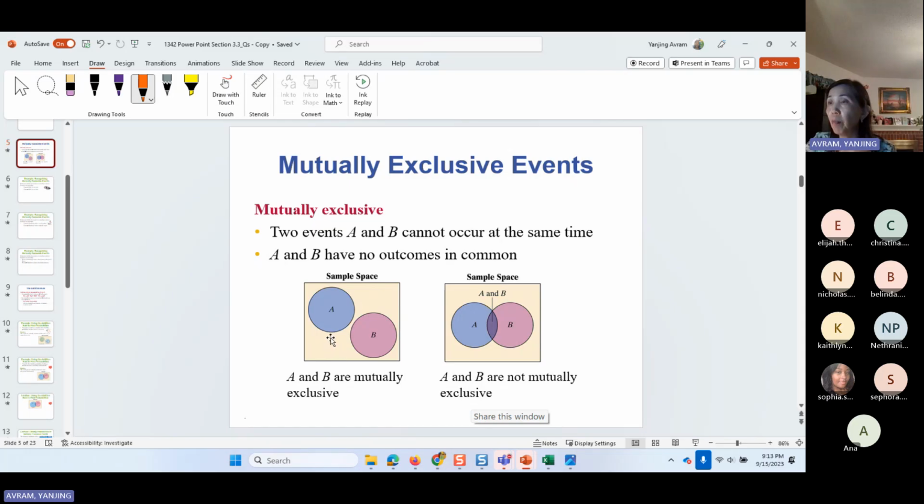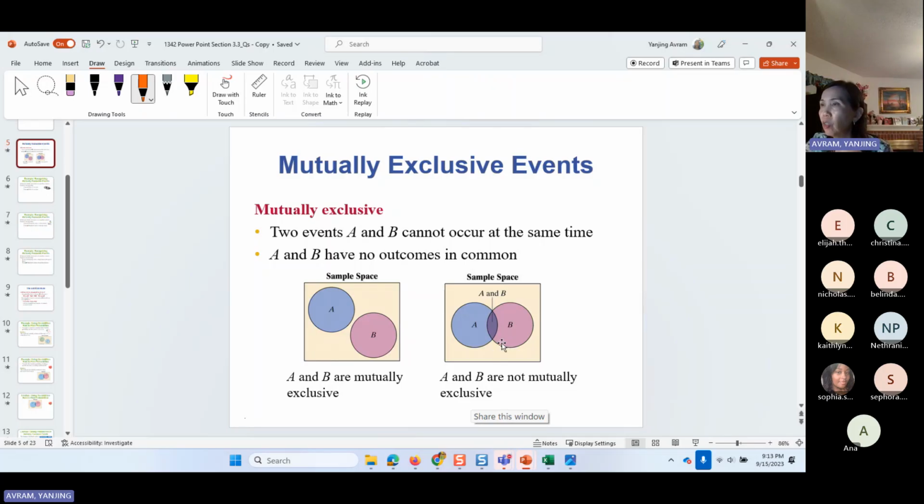Say you are a math major and you are a history major. If you want to count how many students major in math and how many students major in history, those I would say are mutually exclusive, because you cannot major in math and also major in history, if we say a student can only have one major.